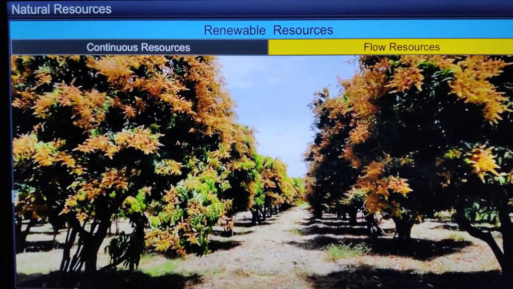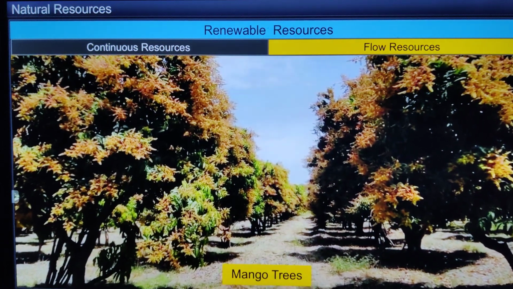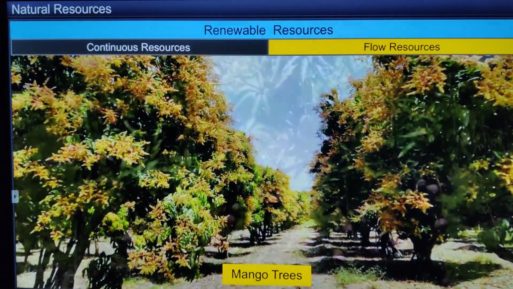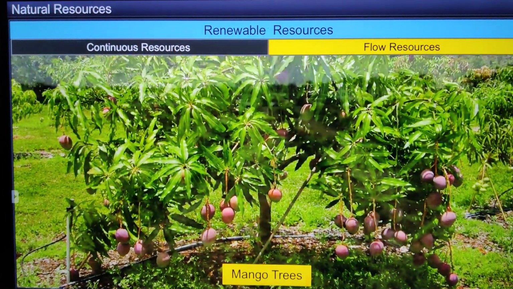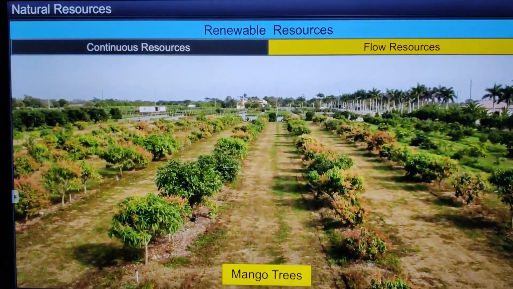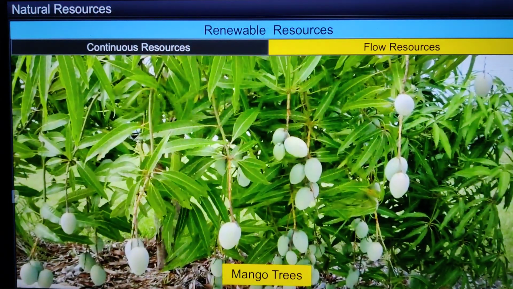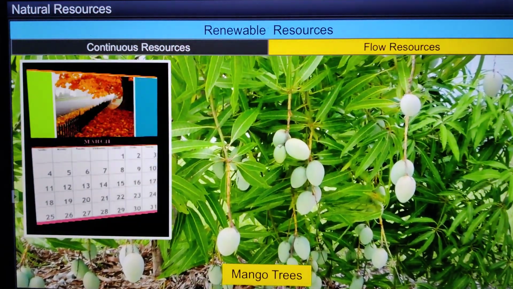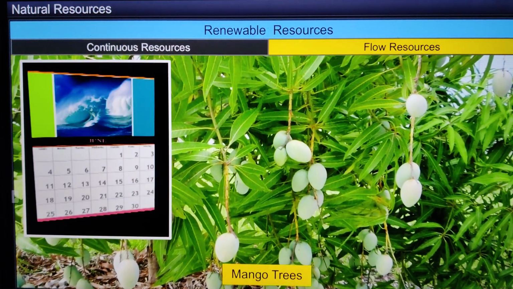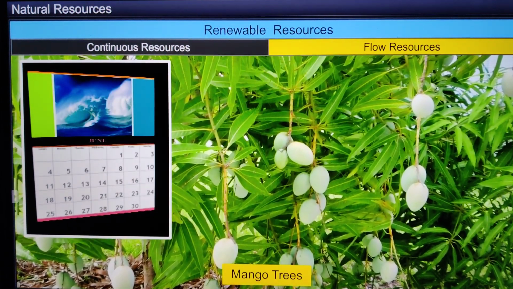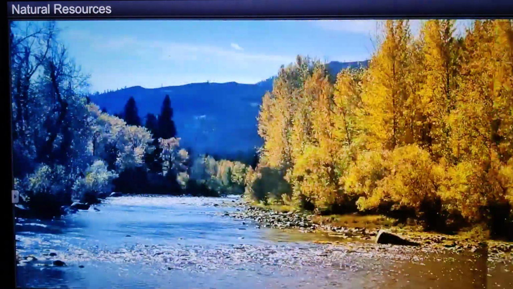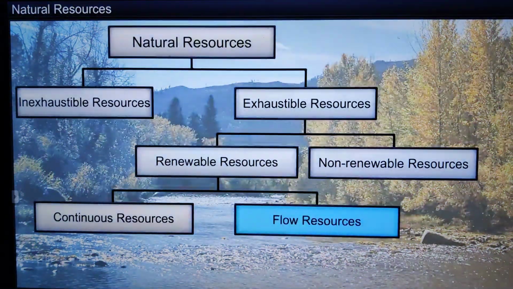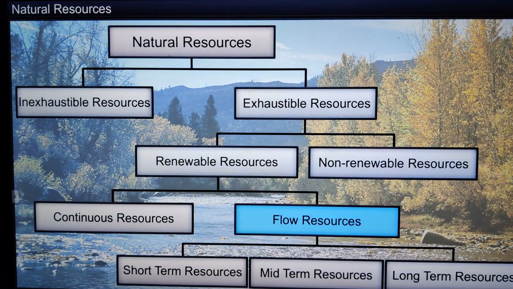For example, let's consider mango trees that bear fruits annually. Once the mangoes are harvested, their supply ceases. However, after a gap of 1 year, the trees start bearing fruits again, and the supply of mangoes resumes. Did you know that flow resources are further classified into different categories based on the time they take to renew or replenish?